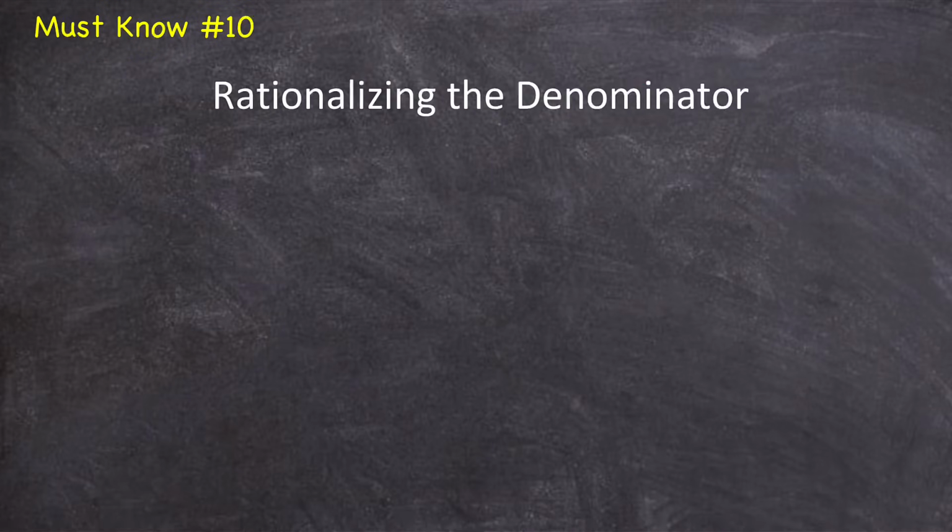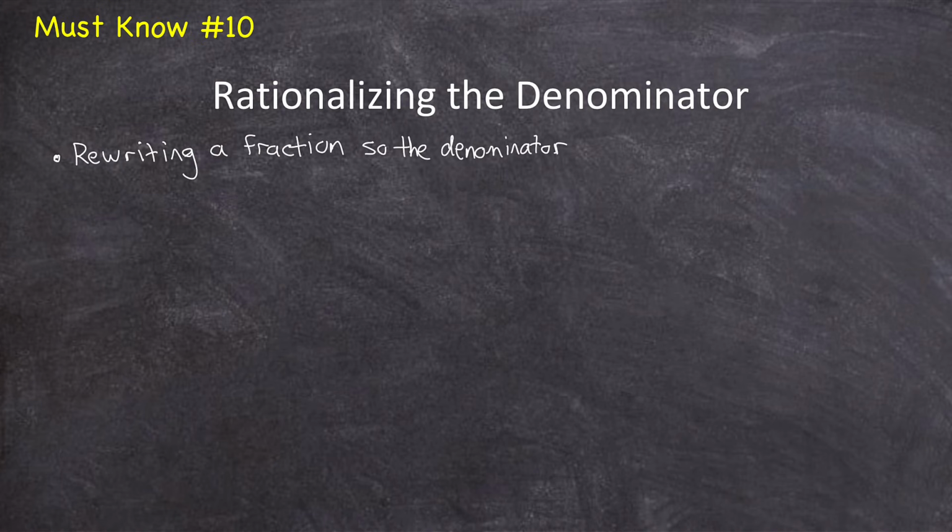Must know number 10. Rationalizing the denominator of a fraction. In this section, I'm going to show you how you can rewrite a fraction so that the denominator no longer contains a radical. And there are 2 main ways we can rationalize a denominator. I'll give you an example of both.